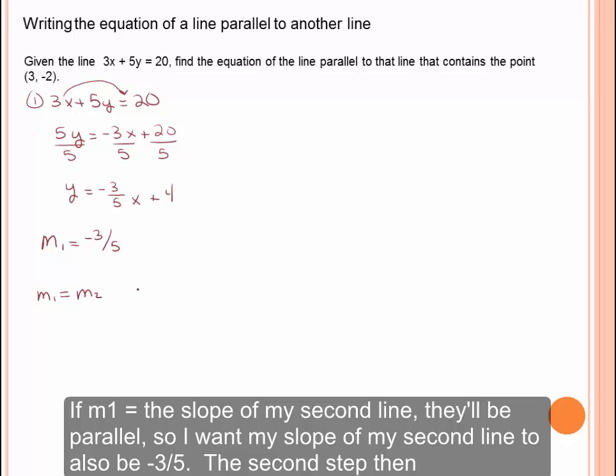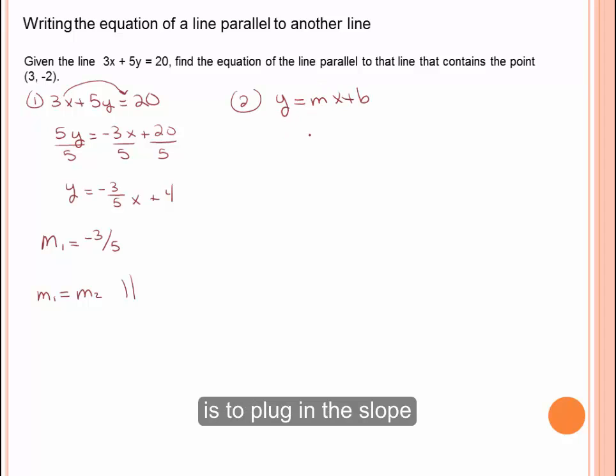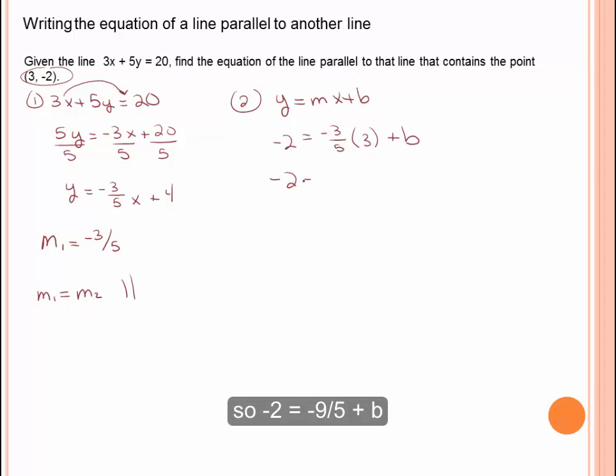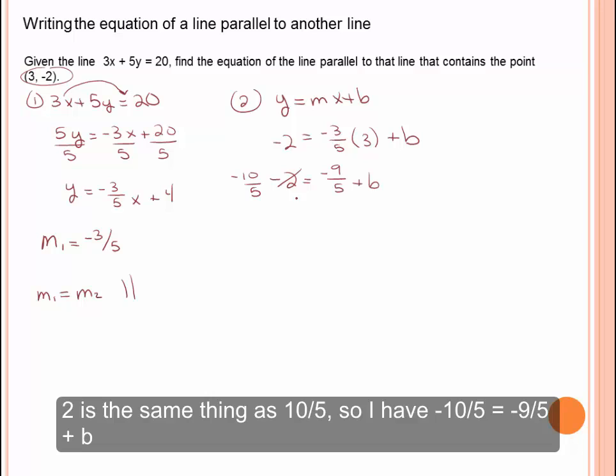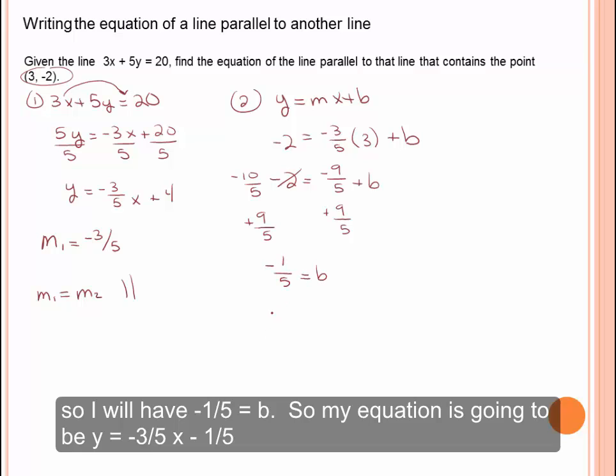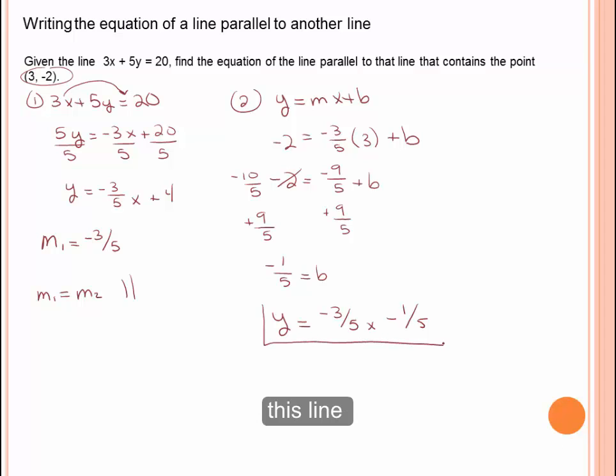If m1 equals the slope of my second line, they'll be parallel. So I want my slope on my second line to also be -3/5. The second step then is to plug in the slope and this point. So -3/5 times 3, y is -2, and I need to find b. So -2 is equal to -9/5 plus b. 2 is the same thing as 10/5. So I have -10/5 is equal to -9/5 plus b. I will add 9/5 to both sides. So I will have negative 1/5 is equal to b. So my equation is going to be y is equal to negative 3/5 x minus 1/5. This line is parallel to this line.